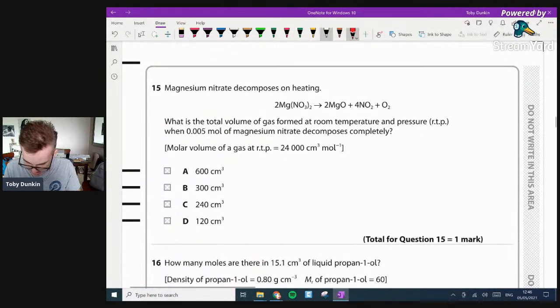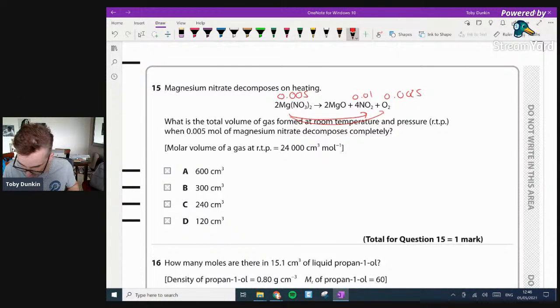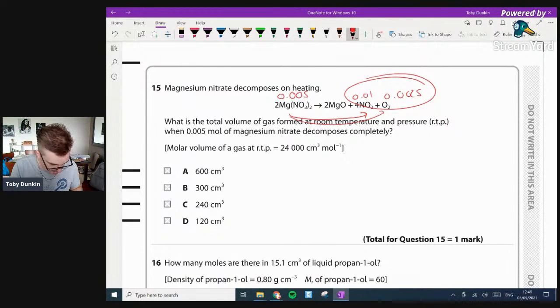Okay, so I have 0.005 of that, which means moles as well. I can use the equation. I'm going to get double the NO2, 0.005 times 2, which gives me 0.01 moles of that. And then I'm also going to get half of that with oxygen, 0.005 divided by 2. That's going to be 0.0025. Add those together, plus 0.01, gives me total number of moles of gas, 0.0125.